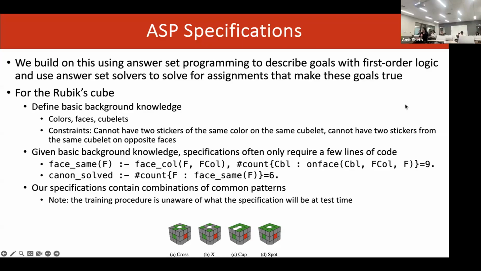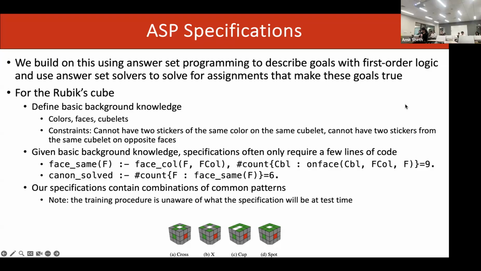faces, they should all have the same color. So this is what that face saying, I'm saying there's 6 of them. And then for the face saying, I'm just counting all the stickers and I'm saying that they all have the same color as the color of that face. So with the white face, there are going to be 9 white stickers on that face, for example. And so just with these 2 lines of code, I can specify these goals.